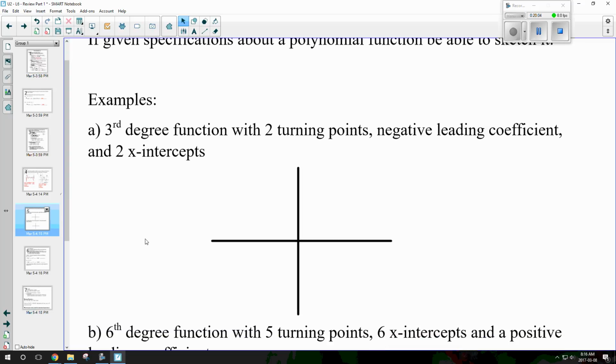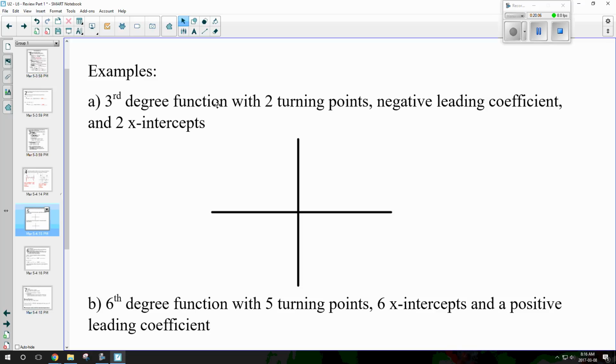So let's take a look at some examples here. We have a third degree function with 2 turning points, a negative leading coefficient, and 2 x-intercepts. So we know for 2 x-intercepts it has to cross over our x-axis twice and no more than that. We know that it has 2 turning points. We know that it has a negative leading coefficient with a third degree. So because it's a third degree function, we know that it's an odd function. So third degree means that it's odd.